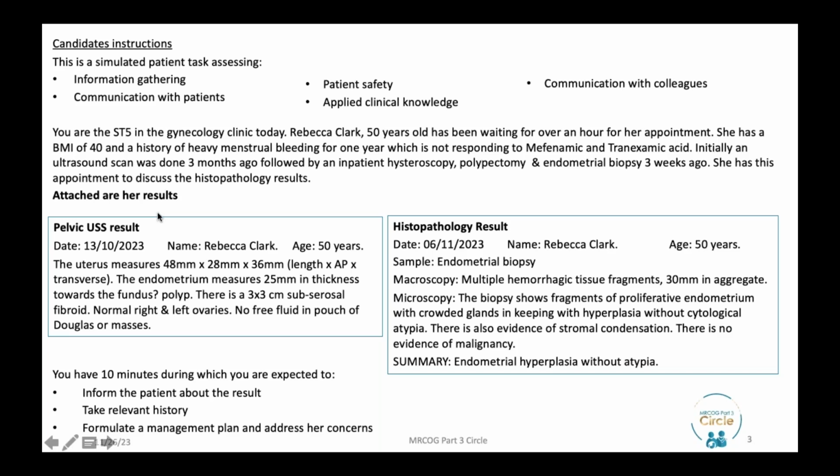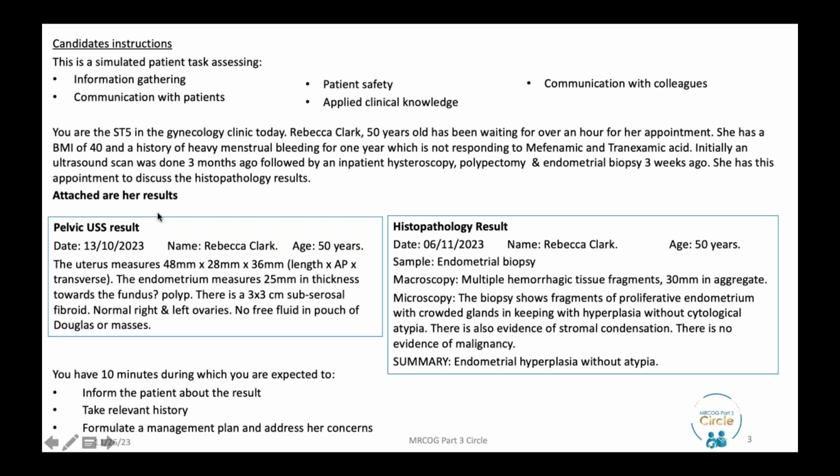Microscopy shows fragments of proliferative endometrium, crowded glands, in keeping with hyperplasia without cytological atypia. There's also evidence of stromal condensation, no evidence of malignancy. So in summary, the histopathology results of the endometrial biopsy shows endometrial hyperplasia without atypia. Ideally as well, you would have the result of the polyp. Okay, so let's just say that the endometrial polyp was a benign one.